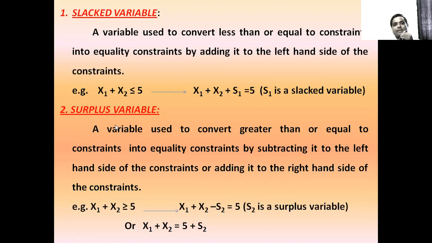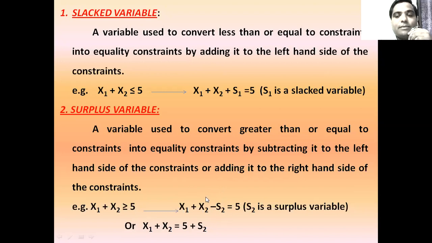Then the second variable is the surplus variable. We generally use the surplus variable where the constraints are greater than or equal to. As I already told in the last lecture, when there is a case of minimization, when the objective function is minimized, all the constraints should be greater than or equal to. And when the constraint equations are greater than or equal to, we use the surplus variable.